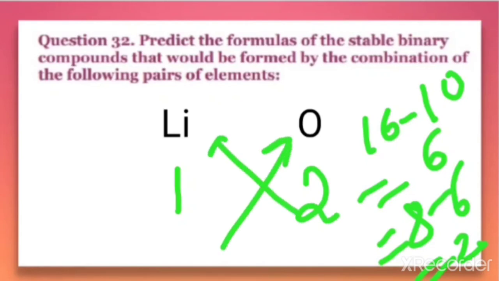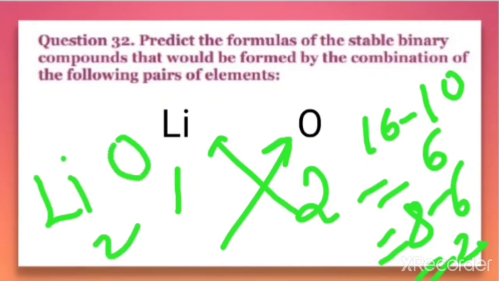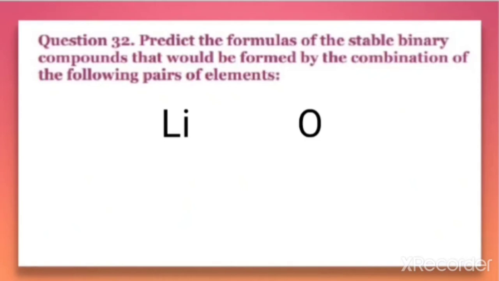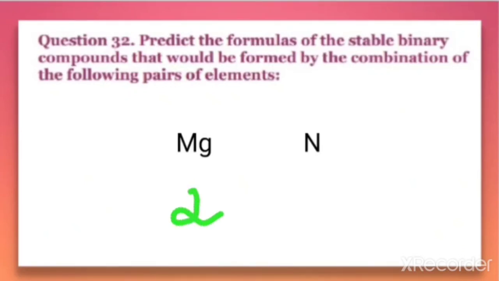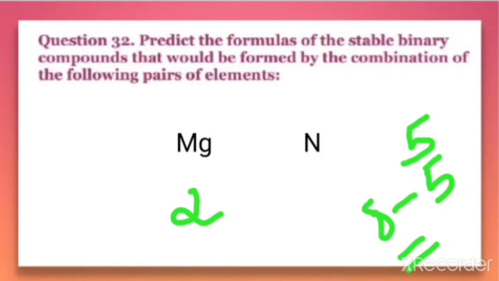Now when you crisscross it, you will get the formula Li2O. So you have to do it in this method. Next, magnesium and nitrogen. Magnesium belongs to group 2, so the valency is 2. Nitrogen belongs to group 15, so what will be the valence electron? That is 5. It belongs to group 15, so 5 is the valence electron. So what will be the valency? That is 8 minus 5 is equal to 3.